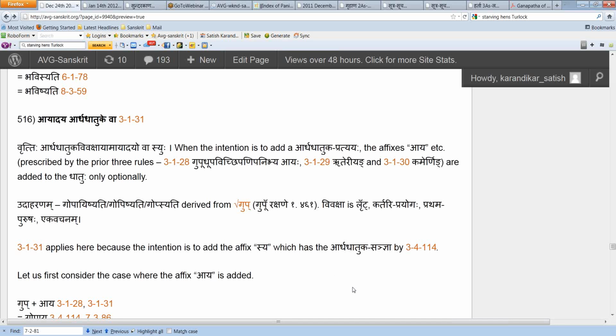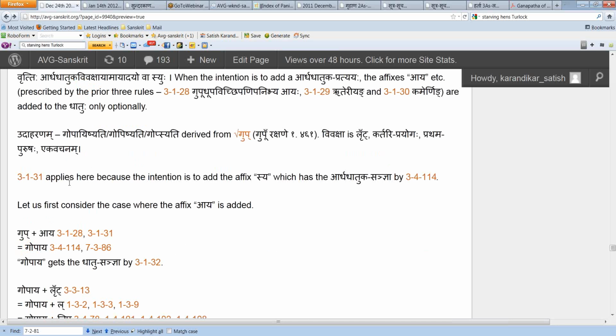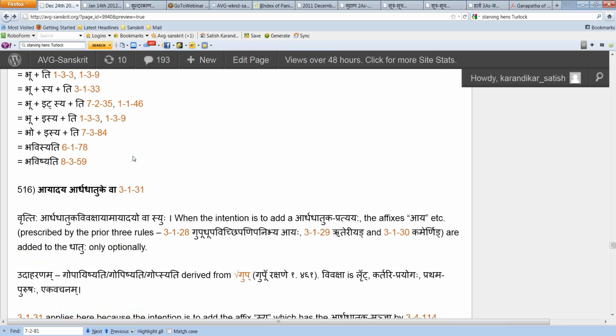So let's start now. Firstly, 3131 says ardha dhatuke va. Now we know that the intention is to apply the pratyaya lut, and we also know that syatasi lr lutoho. So we know that immediately following the dhatu, the pratyaya is going to be coming, and that pratyaya definitely has a sanya of ardha dhatukam by ardha dhatukam shesha, 3 4 114, which we have used many times. Ting shit sarvadhatukam, ardhadhatukam shesha.